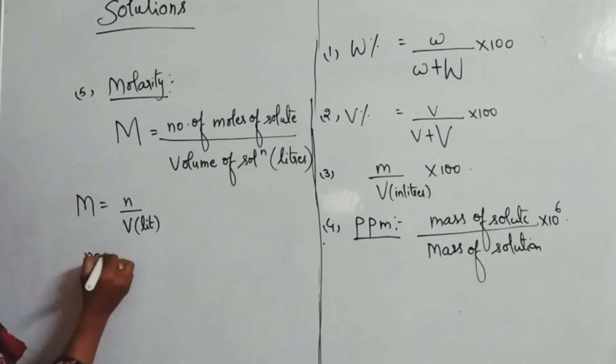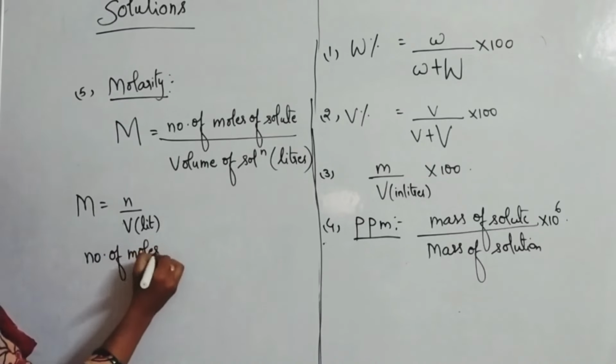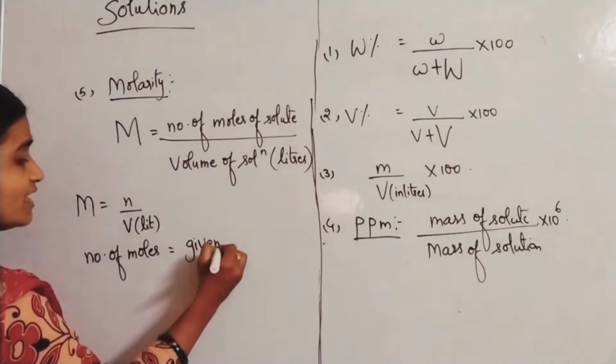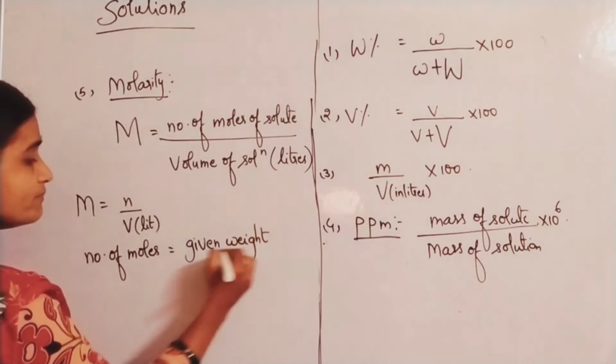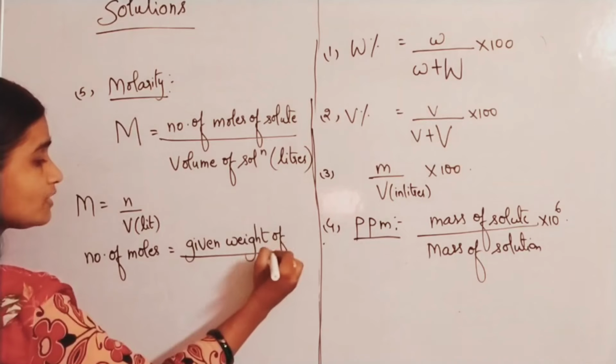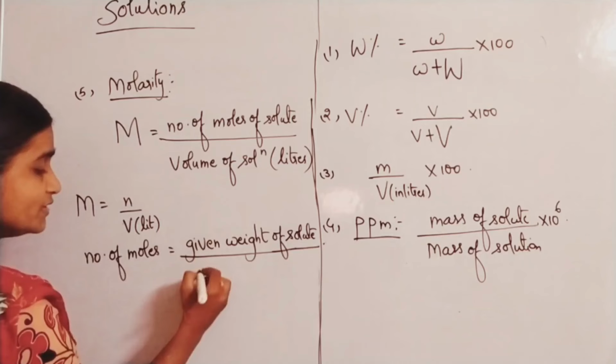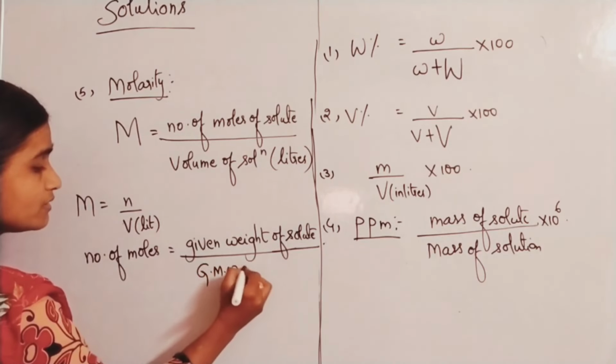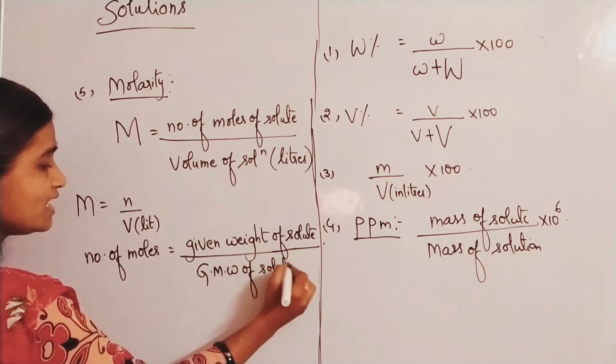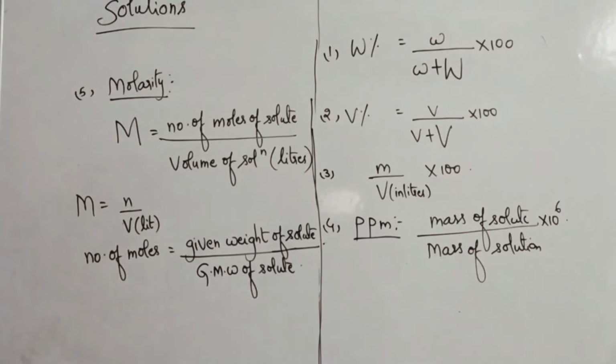Here, to find the number of moles, what is the formula? You have another formula to find the number of moles: given weight of the solute by gram molecular weight, or molar mass, of that solute. Given weight of the solute by GMW of the solute is the formula to find the number of moles of a solute.